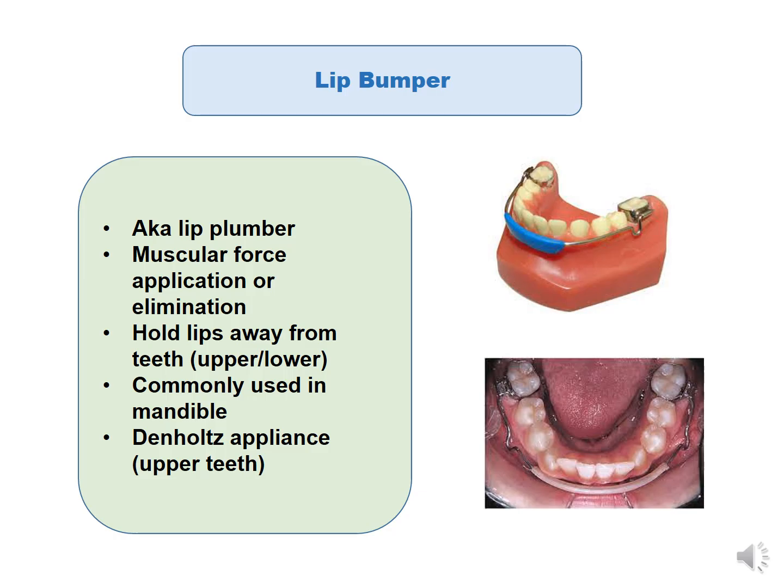Lip bumper. This may also be known as a lip bumper. Again, it works by either muscular force application or force elimination. It holds the lips away from the teeth, which can be upper teeth or lower teeth, but more commonly it's used in the mandible. When it's used in the upper teeth, the modification is known as a Denholtz appliance.